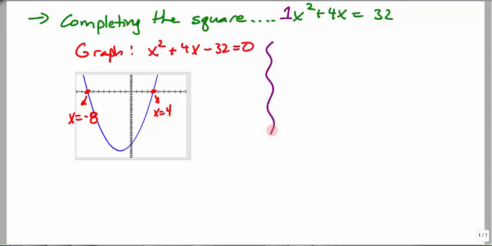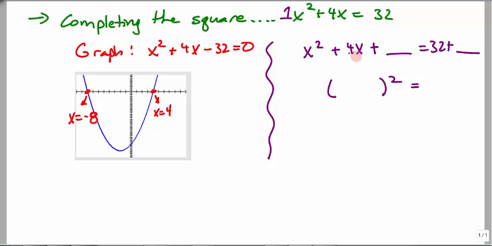Again, we're using completing the square. x squared plus 4x plus blank equals 32 plus blank. I'm going to complete the square on the left, and I have to balance the equation. Whatever you do to one side, you have to do to the other. Remember, the whole idea of completing the square is to take half the linear term. Well, 4 over 2 is a positive 2. 2 squared is 4, so I'd add the 2 squared to both sides.